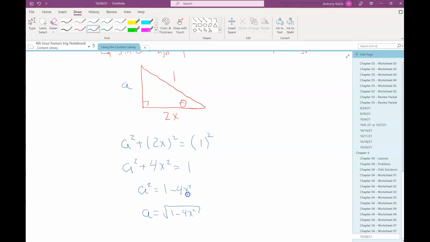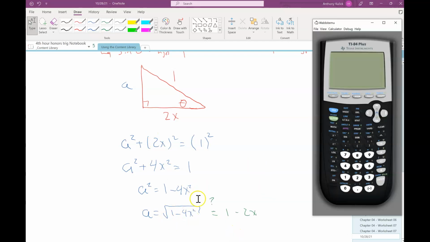And then can I simplify this and just call this like 1 minus 2x? No. Why not? Yeah, you can't break a radical at an addition or subtraction symbol. If you're ever unsure about whether you can do something like that, what you can do is take this and plug in some value for x, and then take this and plug in the same value of x and see if you get the same answer. Has to be a non-trivial value.